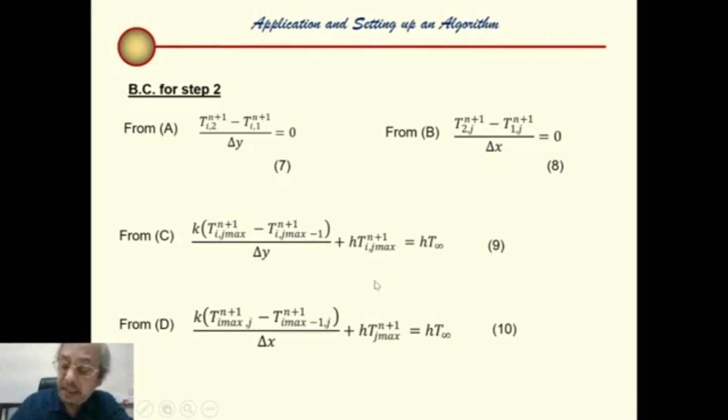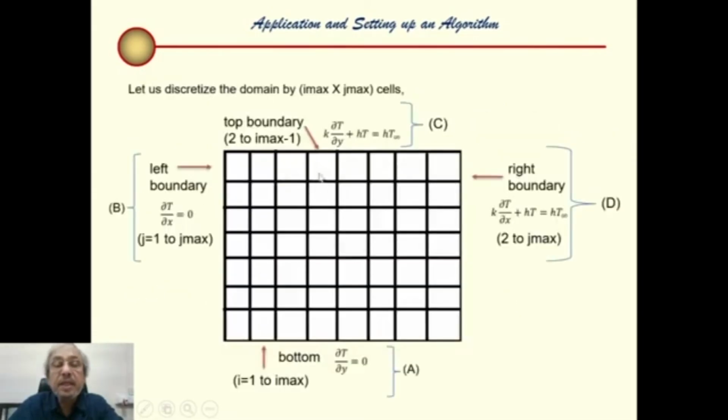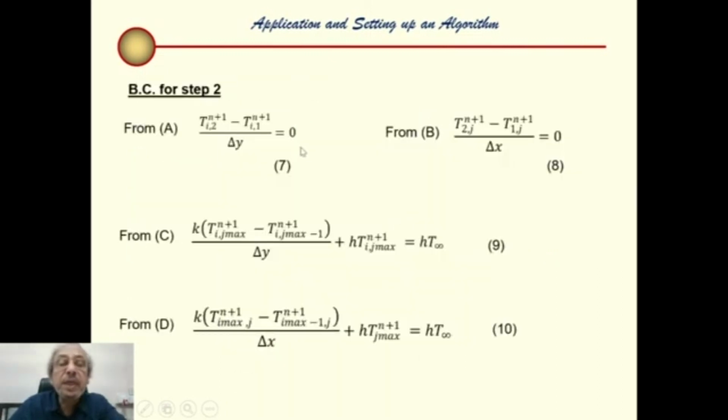So basically we are not really changing anything, only we are changing all the temperatures we are writing at the n plus 1th level. For step 2, we wrote the boundary conditions 3, 4, 5, 6, all the temperatures at n plus half level. Similarly, on the same boundary, we are writing boundary conditions at n plus 1th level, and we are just giving the equation numbers 7, 8, 9, 10.